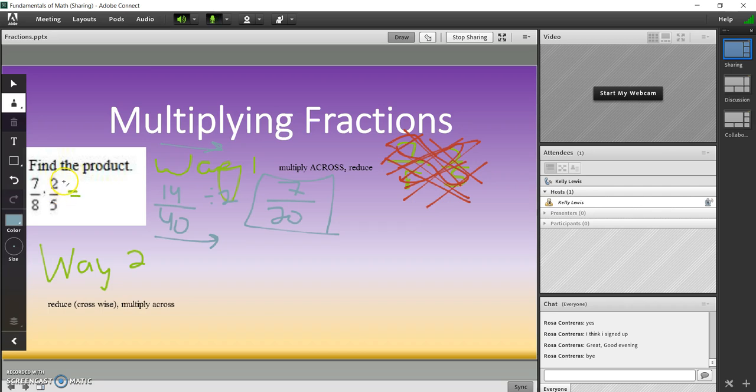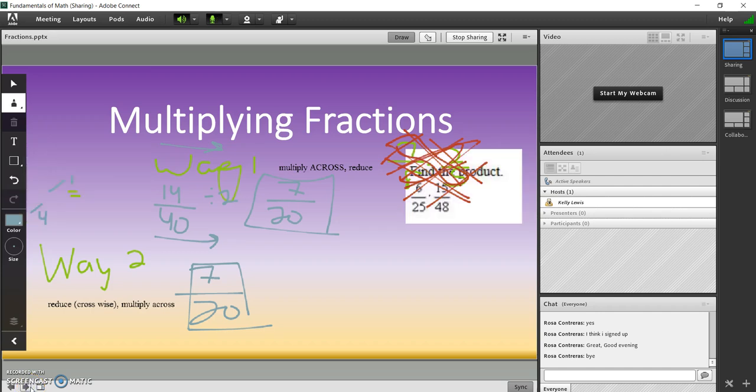Way 2 is reduce crosswise, right? So 2 divided by 2 is 1. 8 divided by 2 is 4. And you have to reduce by the same number. If you buy one child one jacket, another child two jackets and another child three jackets, that's not even. And then we multiply across. So 7 times 1 is 7, 4 times 5 is 20. We still got 7/20.